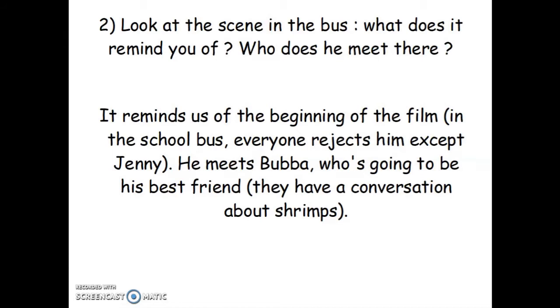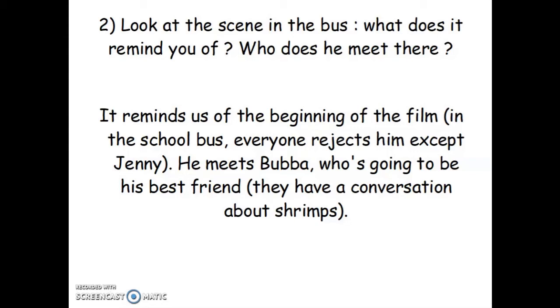So look at the scene in the bus. What does it remind you of, and who does he meet there? So basically, it reminds us of the beginning of the film. So in the school bus, when you have Forrest Gump as a young kid, and the first time he meets Jenny, you can see them inside the school bus, and everyone rejects Forrest Gump because he's got problems with his legs and because he looks different. So all the other boys, all the other children are rejecting him except Jenny. She's the only one to accept him, and he's able to sit next to her.